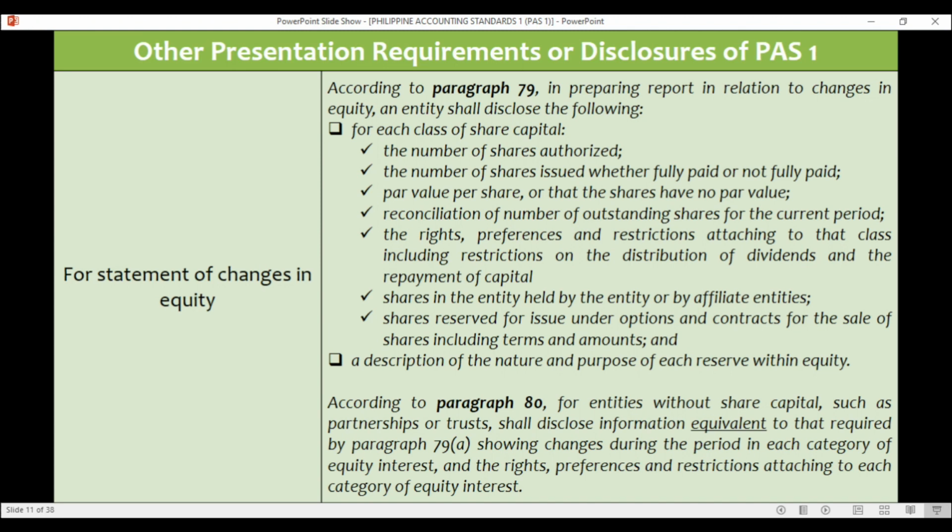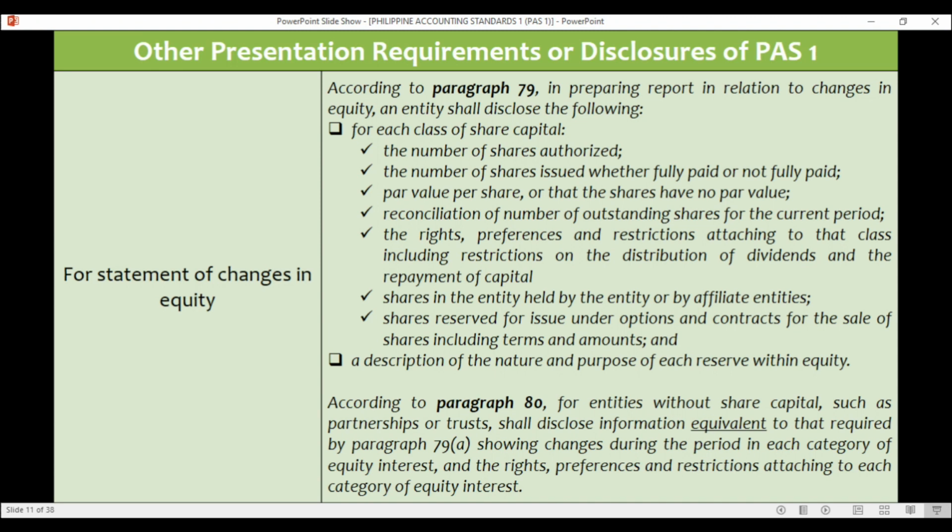For example, why did a company come up with reserve for depreciation, reserve for surplus, reserve for plant expansions or other reserves. According also to paragraph 80, the entities without share capital such as partnership or trust shall disclose the information that are equivalent to what is stated in paragraph 79. At least equivalent, showing changes during the period in each category of equity interest, rights, preferences, and restrictions attaching to each category of equity interest.